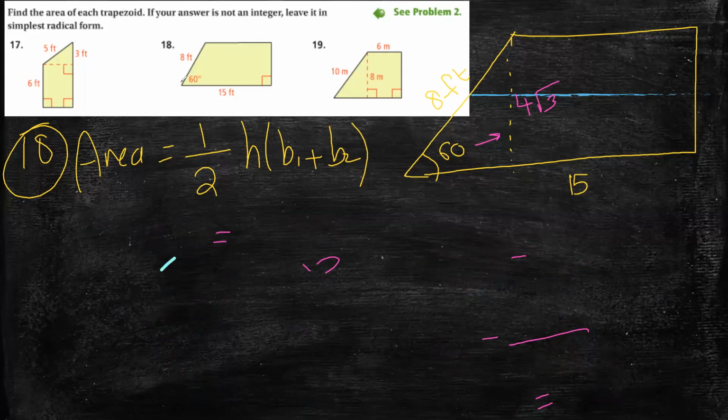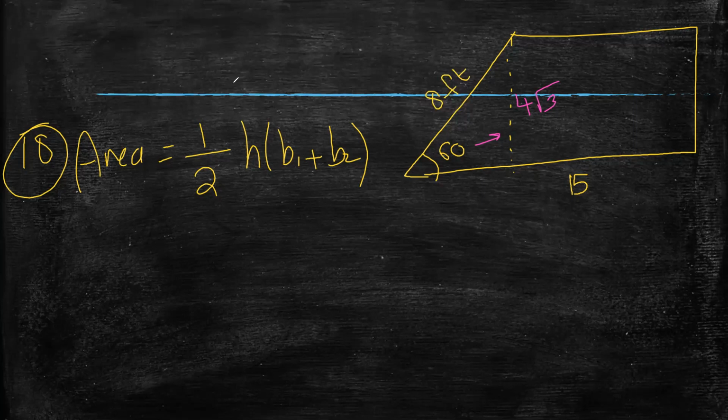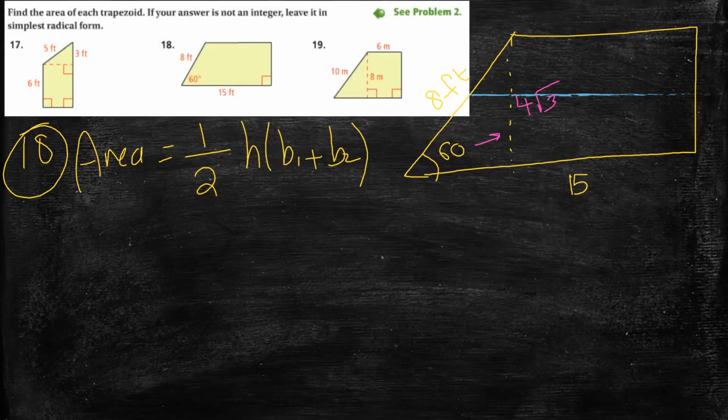Teacher, if here we use the sine, why the other one we didn't use the sine? Because in problem 2, I don't have the hypotenuse. I have the adjacent. The number was here, this is the adjacent. That's why I used tan.